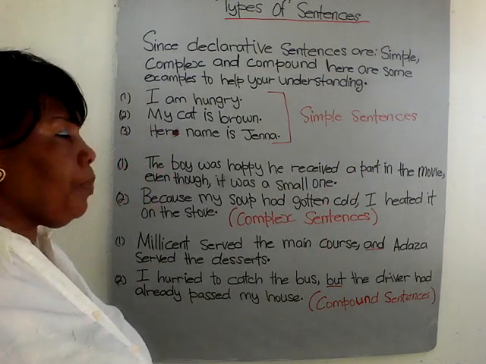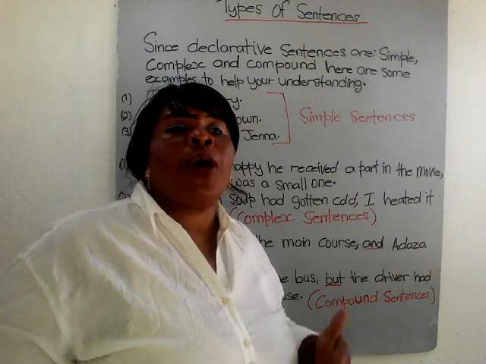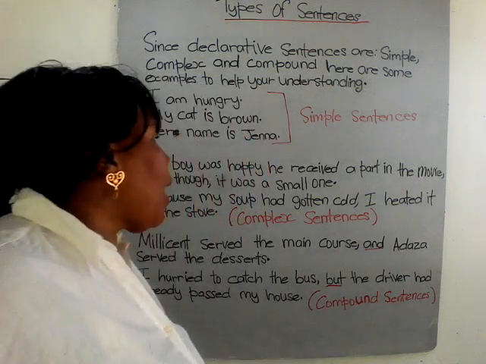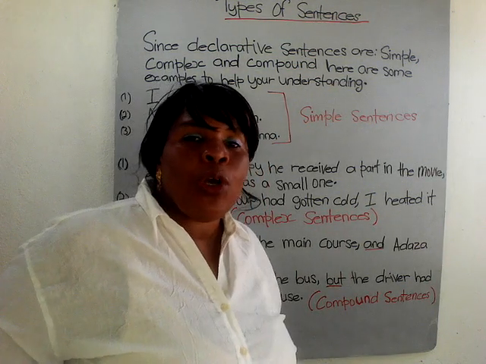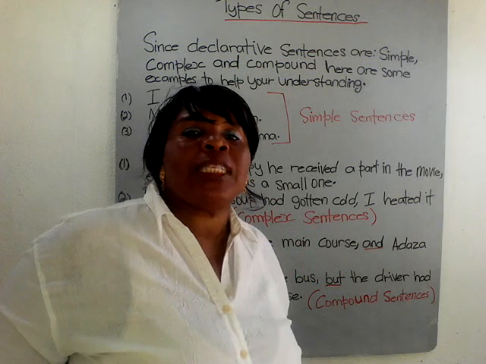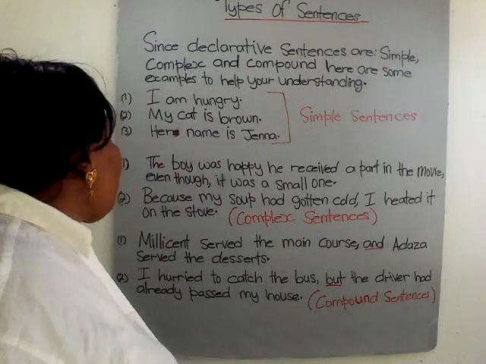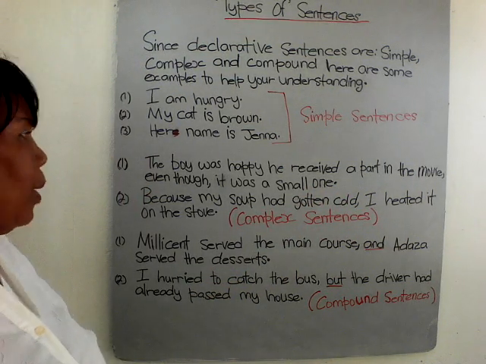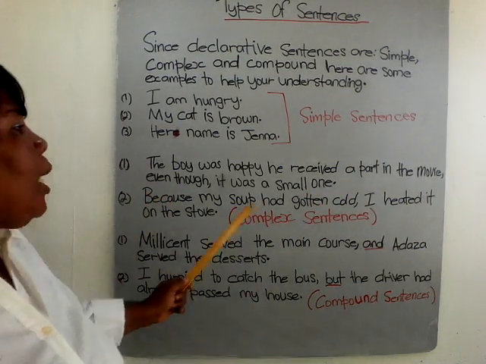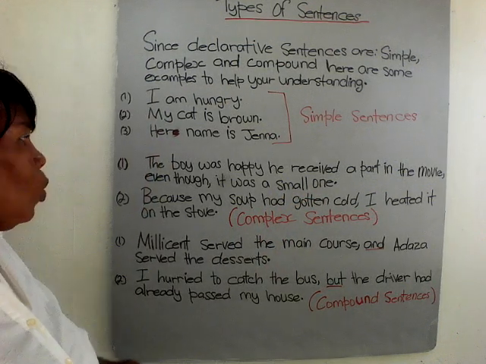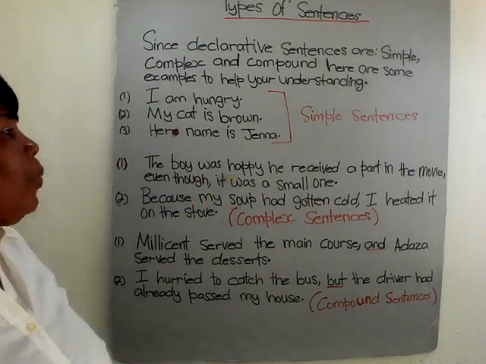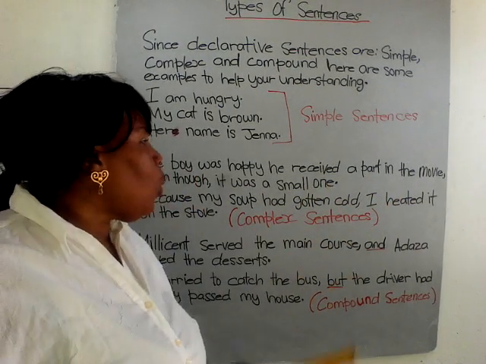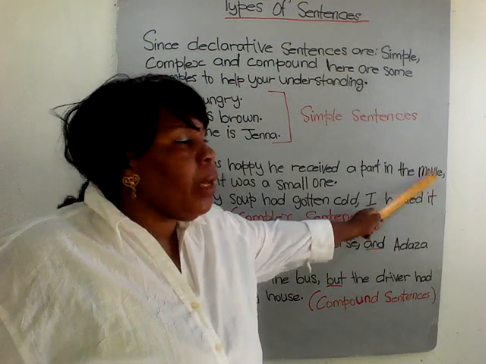Simple sentences don't need a comma or a conjunction or anything to help them along, right? When you say them, the reader or the person hearing it will understand what is being said. The boy was happy he received a part in the movie, even though it was a small one. All right? You notice there's a comma here, right?